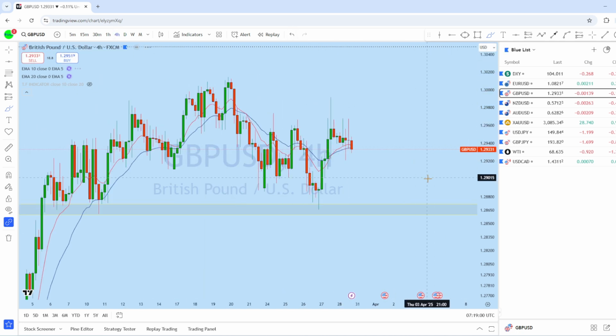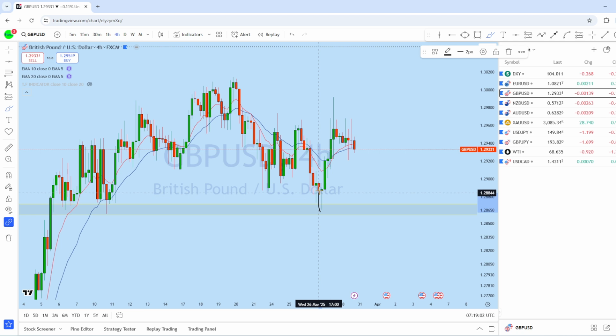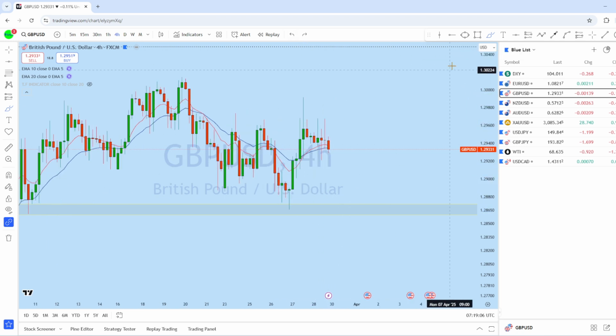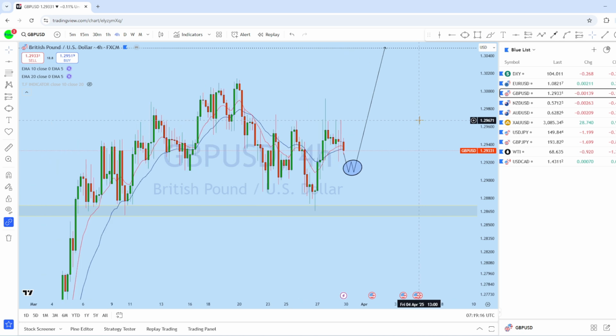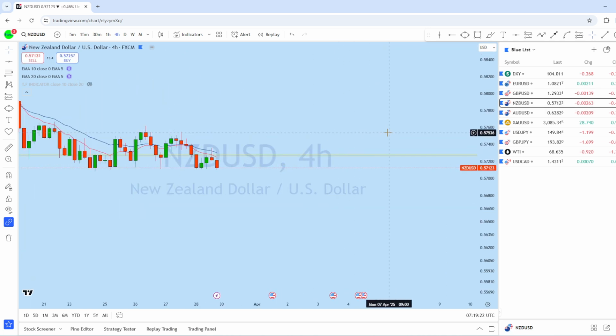With that being said, from the 4-hour chart here we see an impulse, and this is a potential pullback here, expecting GBPUSD to drop further, grab liquidity, and then to bounce back up to create a new higher high. This could be the potential wave on British pound US dollar for the upcoming week. Now let's look at NZDUSD.